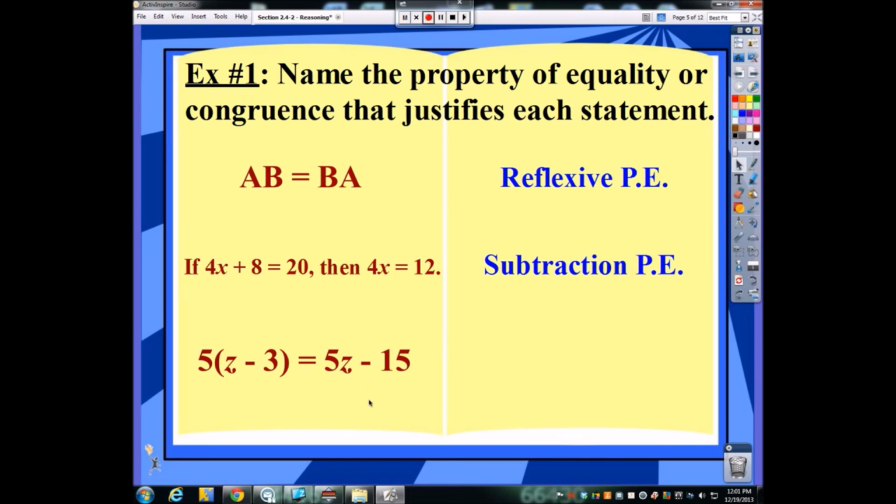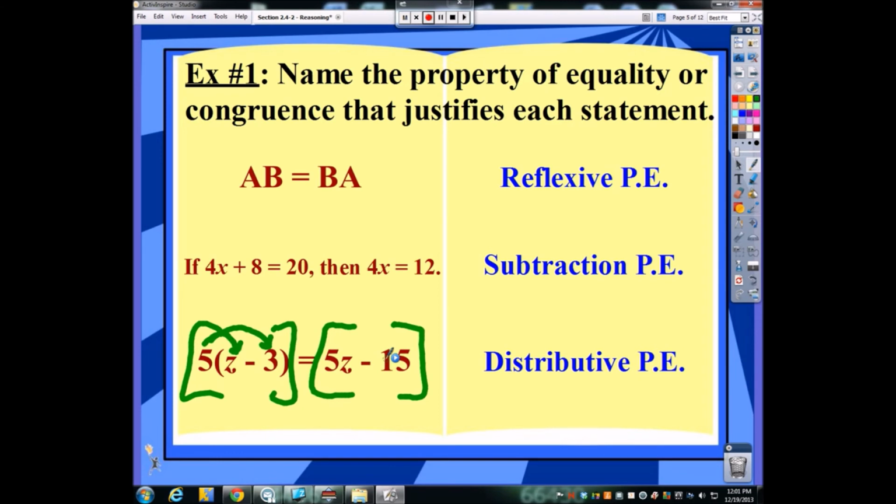All right, the third one. So again, we need to compare what's going on here and here because we don't have an if-then statement now. Well, this looks kind of like this, except, well, the only difference is the 5 has been distributed. And that's the only thing happening here. So this is the distributive property of equality.